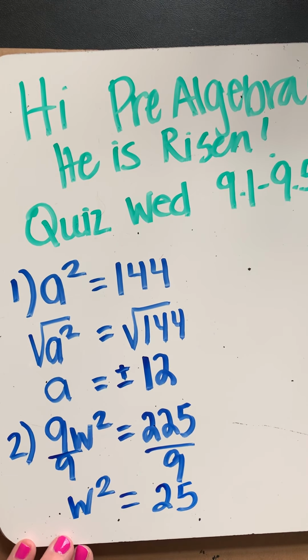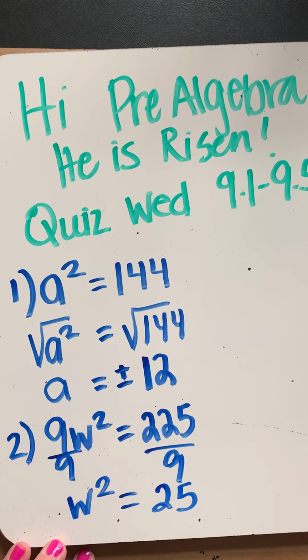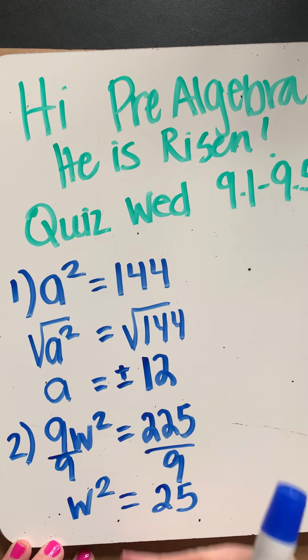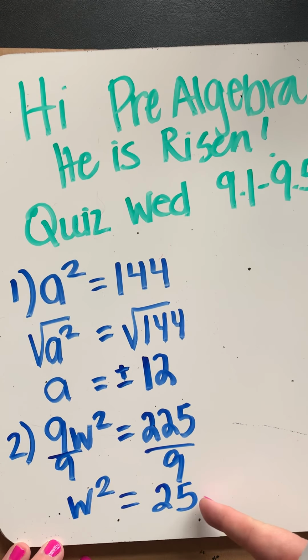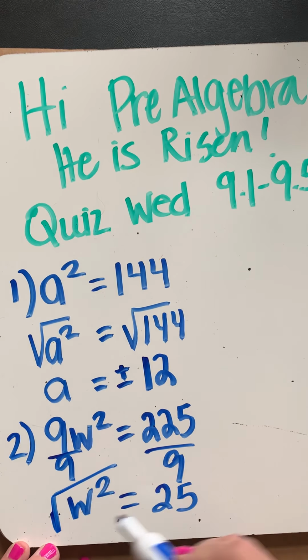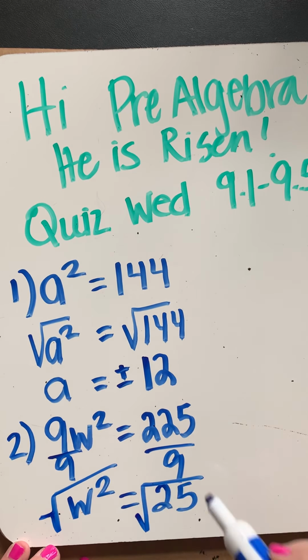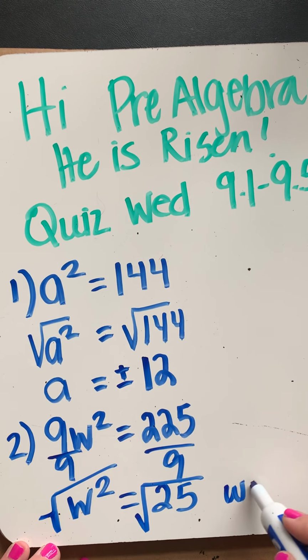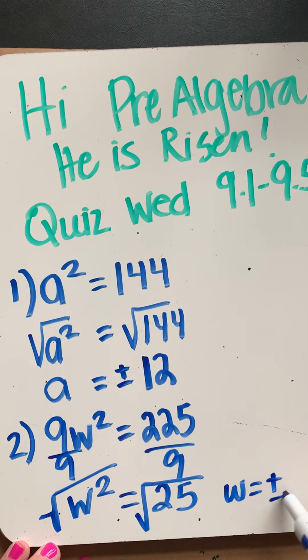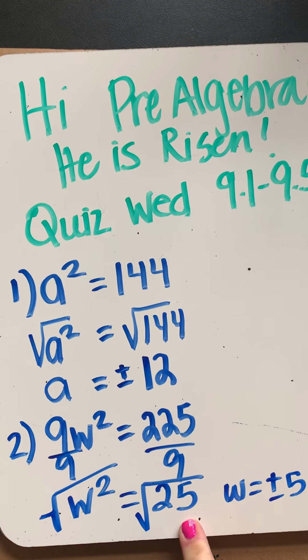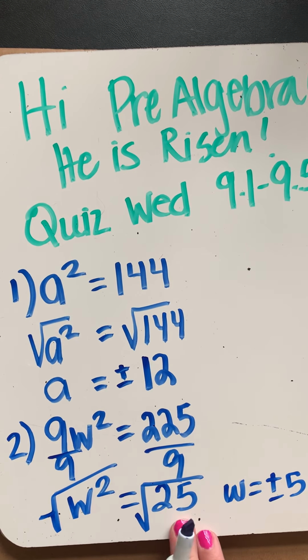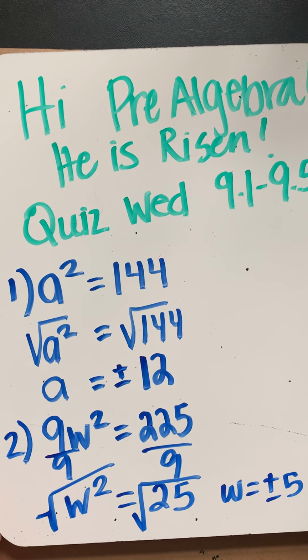Again, you have your calculators, so feel free to use them. Because I'm running out of room, I'm just going to do the next step right in this line, but you're going to take the square root of both sides, and you get w equals plus or minus 5. Again, 25 is a perfect square. If it wasn't, let's say it's 26, you plug the square root of 26 into your calculator, and you'll get an answer out of it, okay?